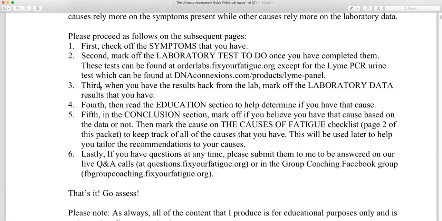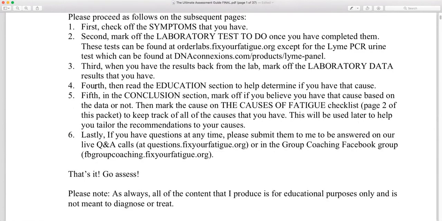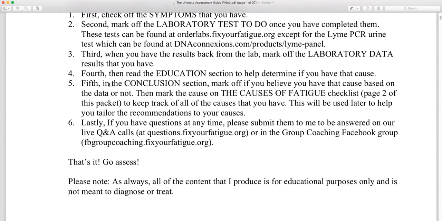And then next, third, when you have the results back from the lab, or if you already have your results, then you mark off the laboratory data that you have. Then you read the education section, which pulls it all together and helps you decide whether or not you have that cause. And then last, I've got a conclusion section where you mark off yes, you have the cause, or no, you don't have the cause, and then you put it back on the big causes of fatigue checklist, which I will show you in a second. And of course, if you ever have any questions, here's where you can submit them and the links.